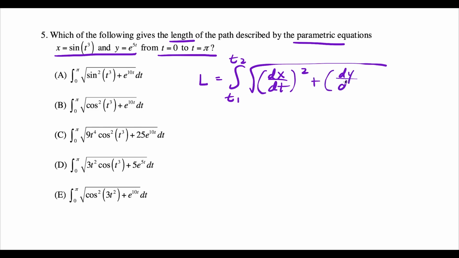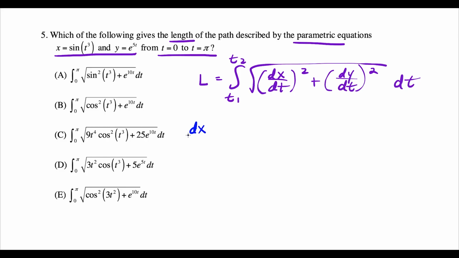Now, it really helps if you want to do well on the AP test to look for connections, and it's definitely no coincidence here that this is also the equation for speed, and the integral of speed tells you total distance traveled. So this is directly related to the concept of finding total distance traveled. So for this one here, we also have to know how to do the chain rule because we're going to find dx dt.